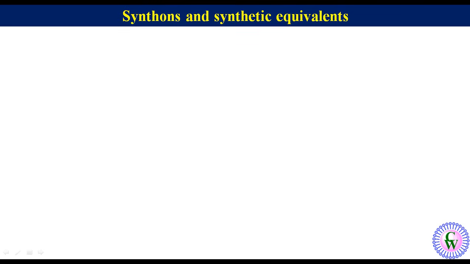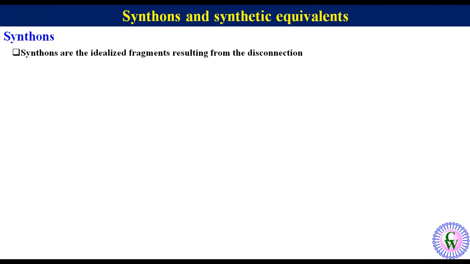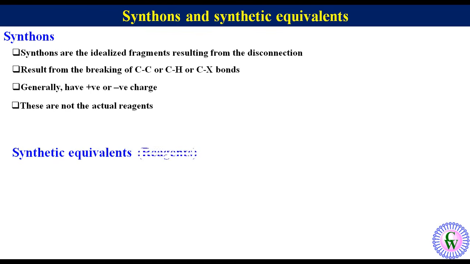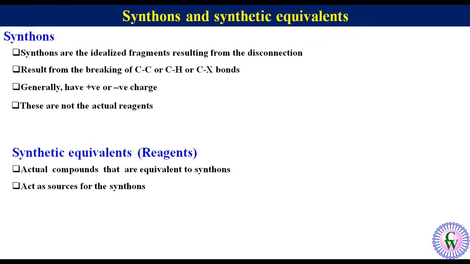Synthons and synthetic equivalents. Synthons are the idealized fragments resulting from the disconnection, that is, the fragments resulting from the breaking of a C-C, C-H or C-X bond. They generally bear a positive or negative charge. These are not actual reagents. Synthetic equivalents, also called reagents, are the actual compounds that are equivalent to synthons. Basically, they act as sources for the synthons.